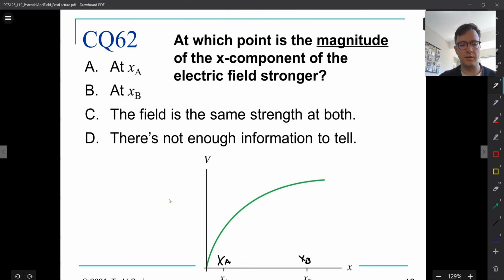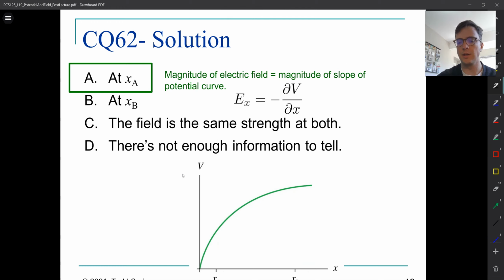Okay, so hopefully you've chosen one of these answers now. The answer is that it would be bigger at A. Again, this is XA, and this is XB. It would be bigger at A because the slope is bigger there, right? Derivative is slope. So the bigger the slope, the bigger the electric field. I've got a steep slope here, and a gradual slope here. So A has a bigger slope.